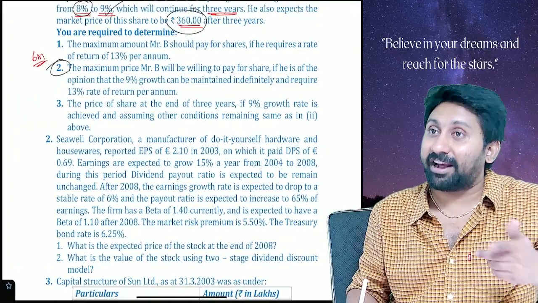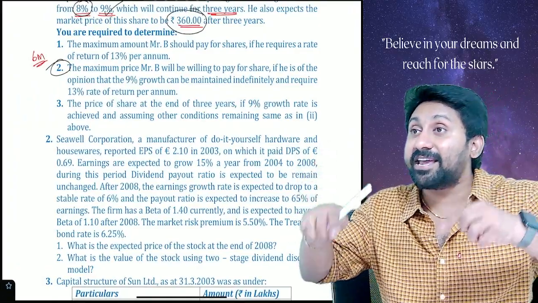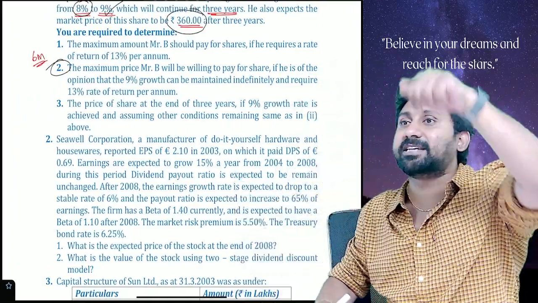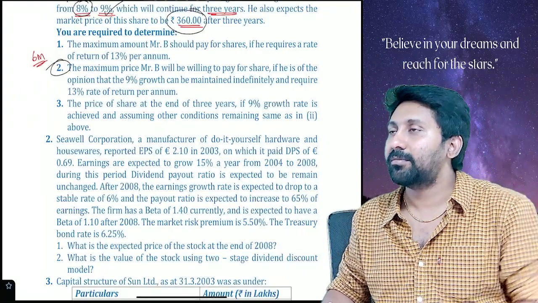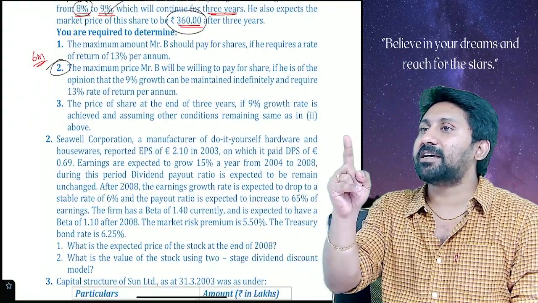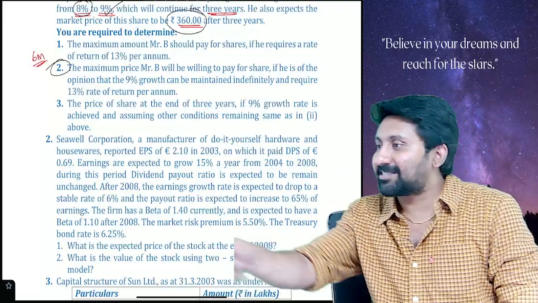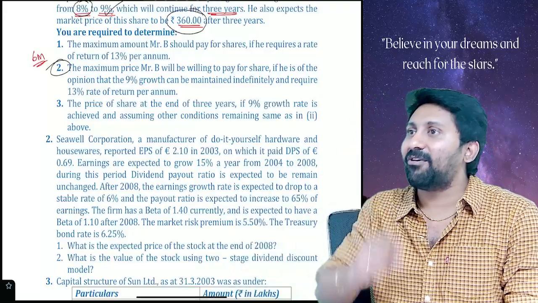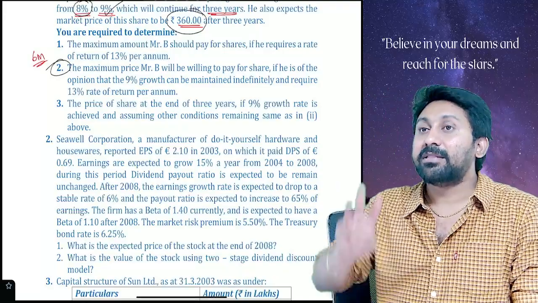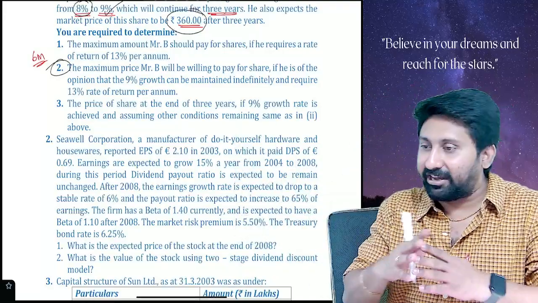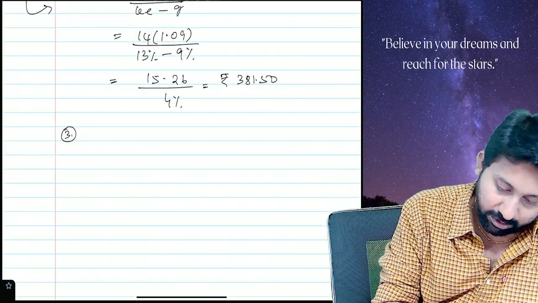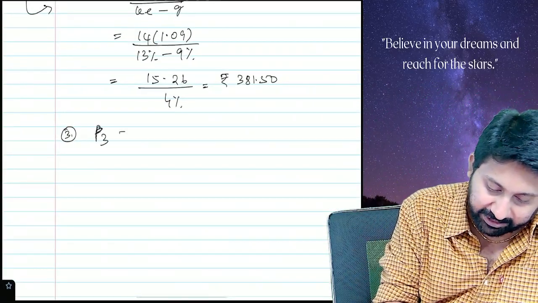Third bit, variety bit. He is asking a value at the end of third year, P3. He is not asking today's value. First bit, what has he asked? Hold for 3 years and sell. Second bit, what has he asked? Sell today. Third bit, what is he asking? Price only after 3 years you calculate. Variety bit. Tell me, what do we want? P1 or P2 or P3?